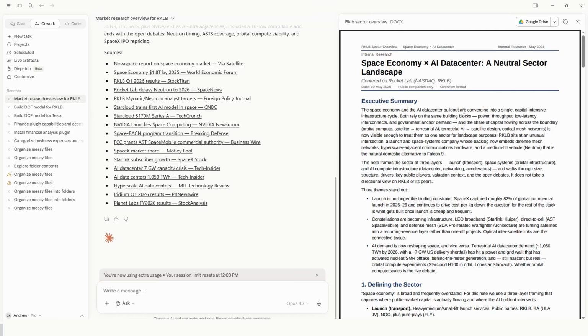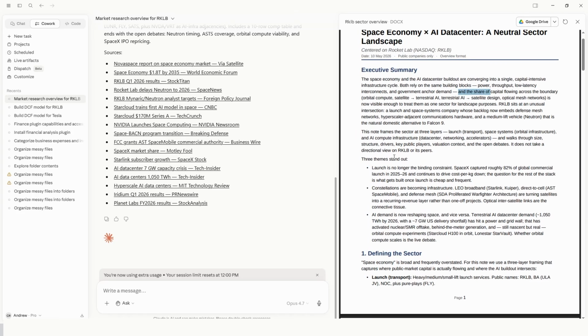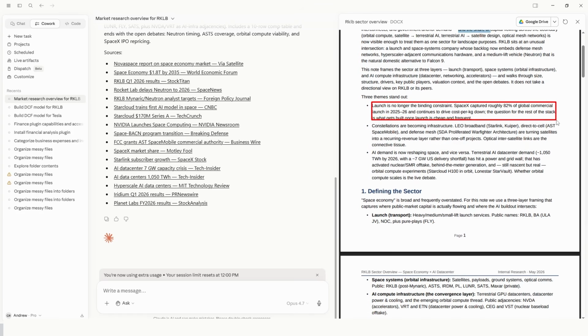So you can see here, it talks about the AI economy and the data center build out converging into a single capital intensive infrastructure cycle. Both rely on the same building blocks: power, latency, government anchor demand, and so on. And then it talks about 3 layers. It says the launch is no longer a building constraint.